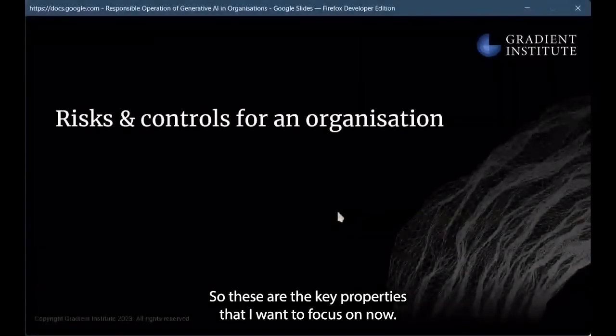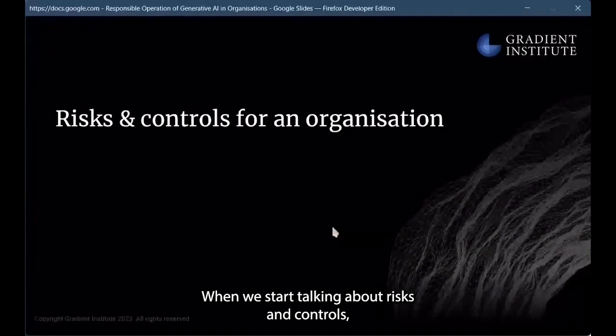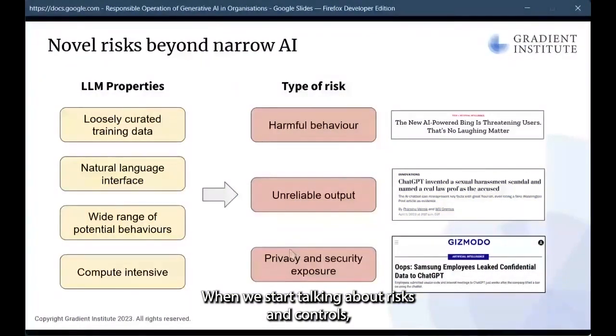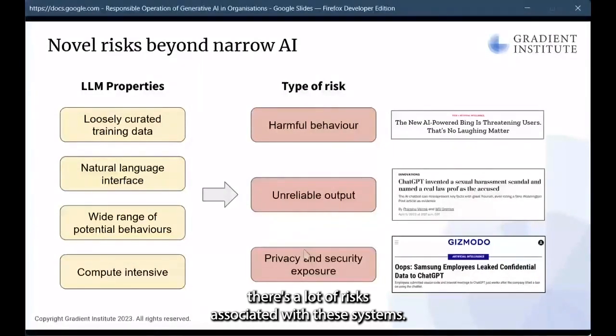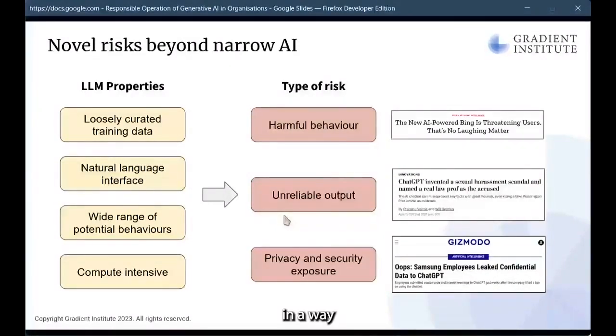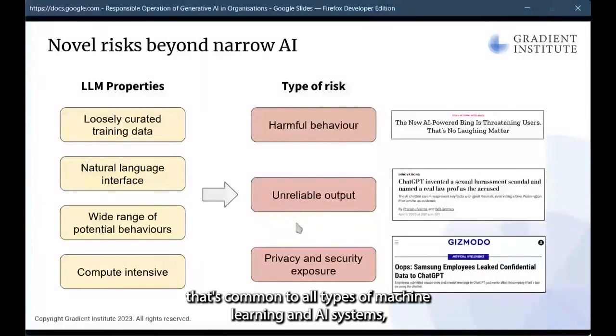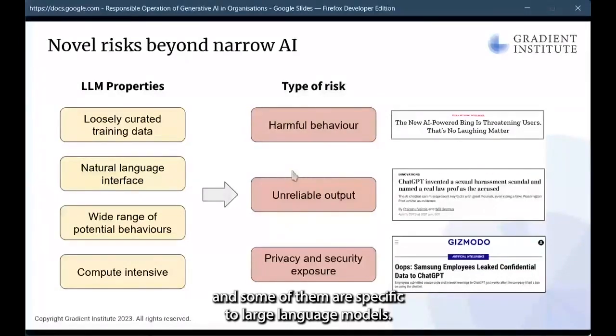So these are the key properties that I want to focus on now when we start talking about risks and controls. There's a lot of risks associated with these systems. Some of them arise that are very context specific. Some of them arise in a way that's common to all types of machine learning and AI systems. And some of them are specific to large language models. And those are some of the examples that I want to focus on today.